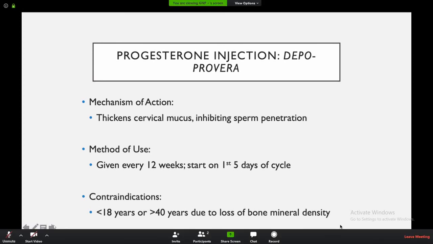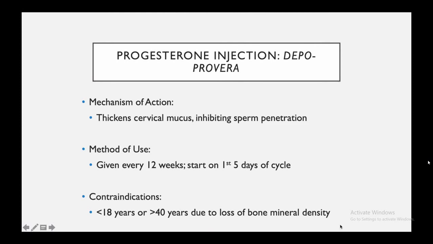And if they do have osteoporosis, you basically want to prevent the use of the progesterone injection. The negatives of the progesterone injection is the fact that they have to make sure that they come back to clinic every 3 months to get the injection. And once obviously given, it cannot be removed. So your side effects may last for the period of 3 months.